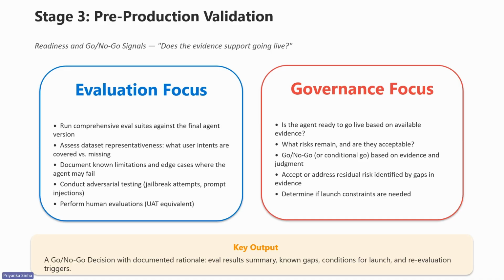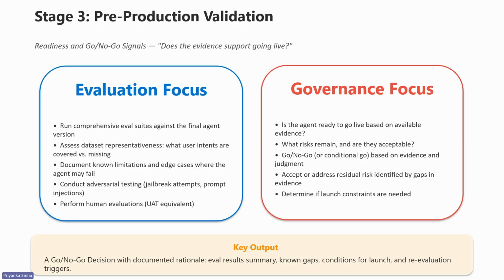From a governance standpoint, this is where leadership must make a judgment call. Is the agent ready? What risks remain? Are they acceptable? The decision isn't always binary. You might have a conditional go where the agent launches with some constraints, such as, let's say, limited scope, shadow mode only, or mandatory human review for certain action types. Someone must also explicitly accept or address the residual risk identified by gaps in the evidence.